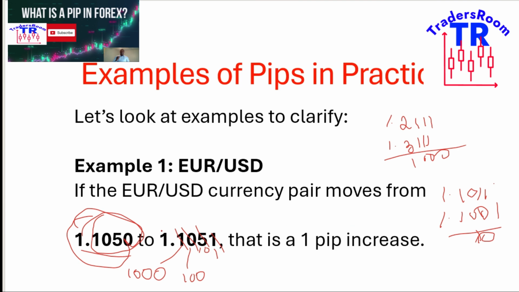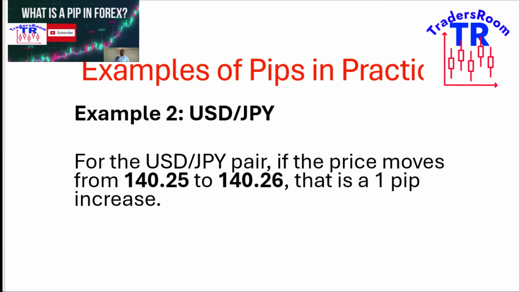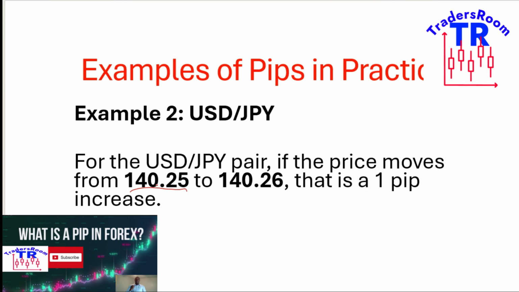But what happens if it happens to be with the Japanese yen? Look at the Japanese yen example here. For our pips to increase in the Japanese yen, let's say for example we have this number, 140.25, and it moves to 140.26. It simply means that one pip is being increased. It has increased with a pip.